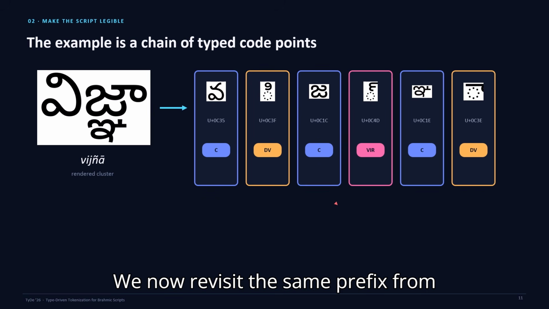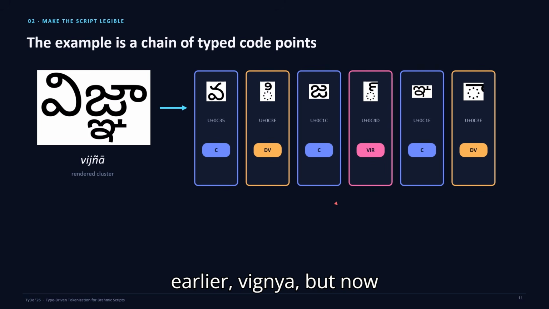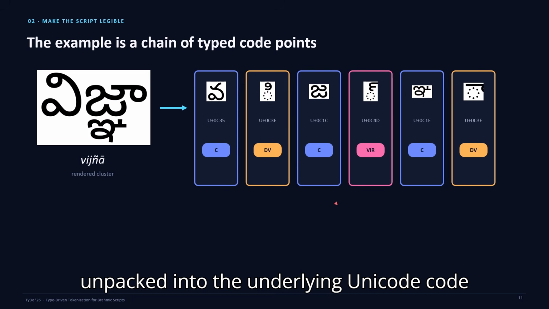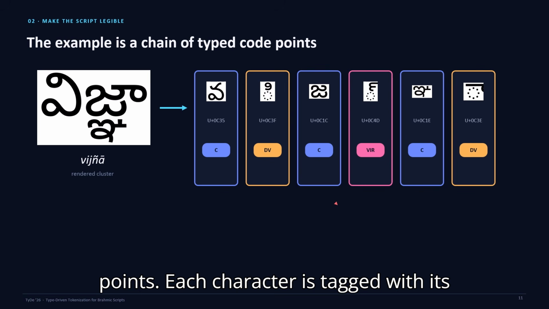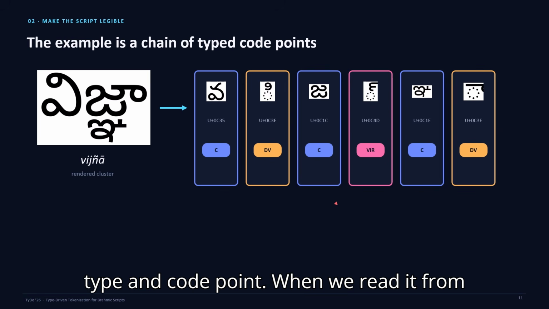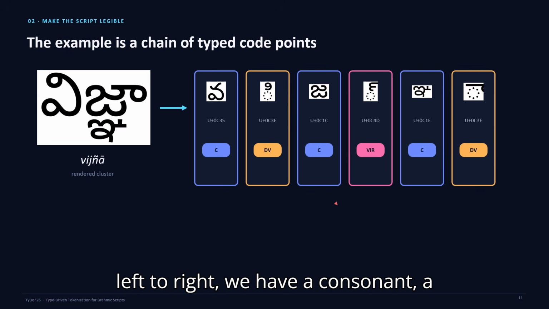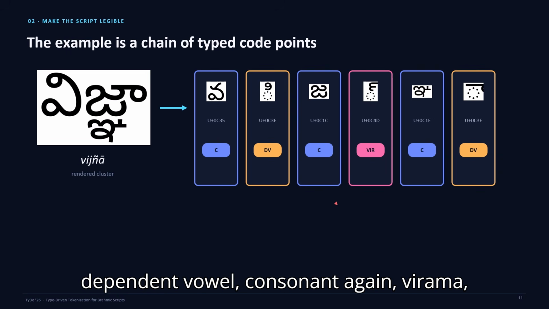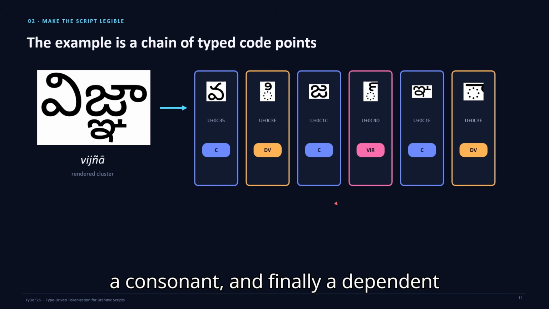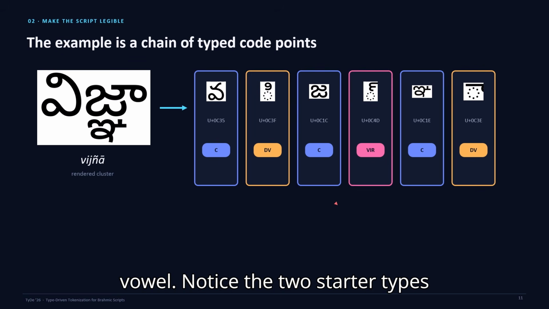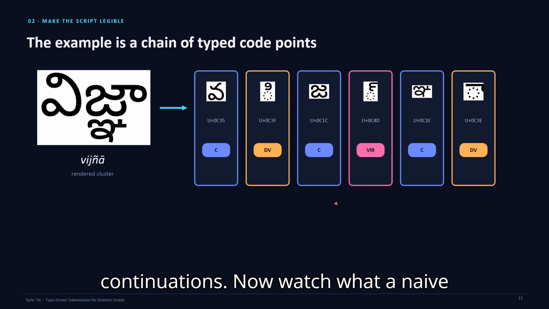We now revisit the same prefix from earlier, Vignya, but now unpacked into the underlying Unicode code points. Each character is tagged with its type and code point. When we read it from left to right, we have a consonant, a dependent vowel, consonant again, virama, a consonant, and finally a dependent vowel. Notice the two starter types interleaved with the dependent continuations.